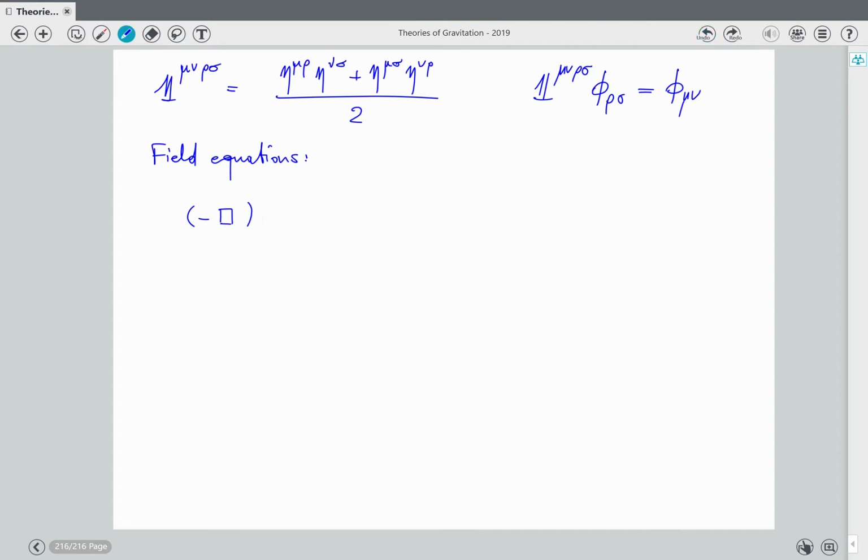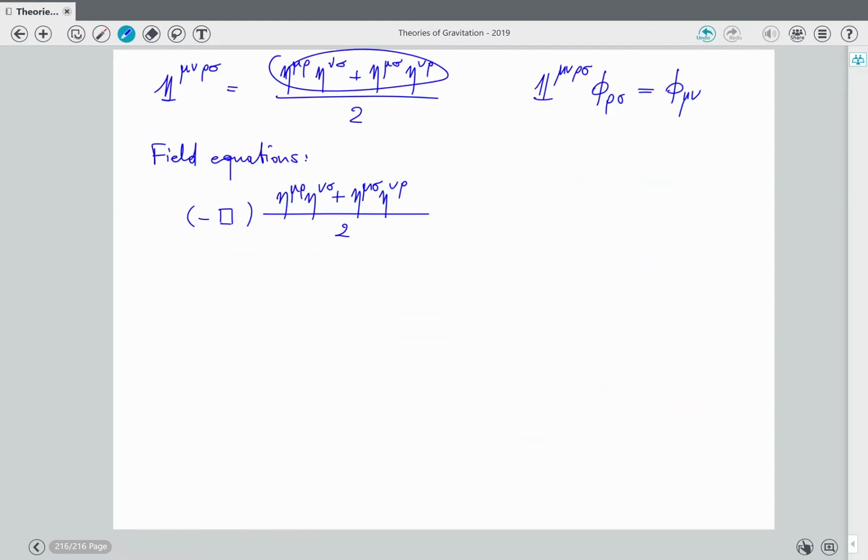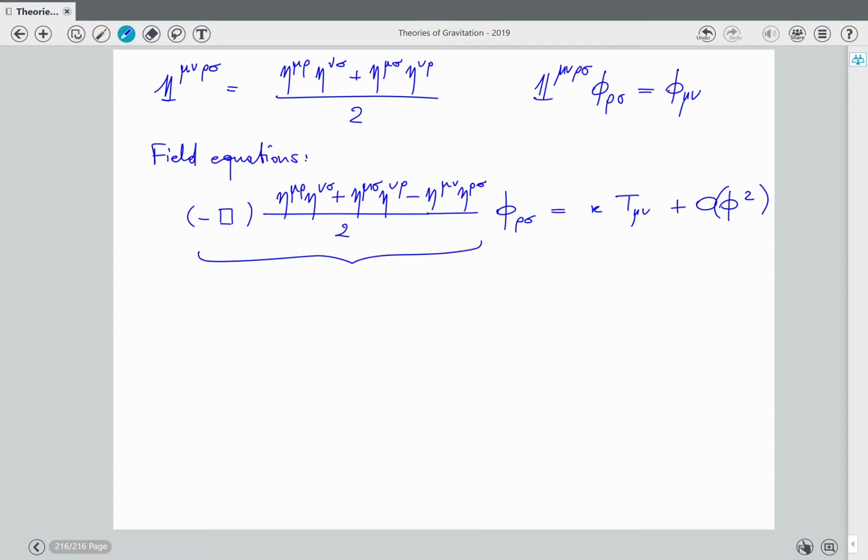this parenthesis eta mu rho eta nu sigma plus eta mu sigma eta nu rho, that is this divided by 2, 1/2 of that combination, and then there is minus 1/2 of the trace combination, so you have this kind of equation. Plus higher orders. And now this is a gauge fixed equation, so you can work out the Green function. The Green function is the inverse of this.